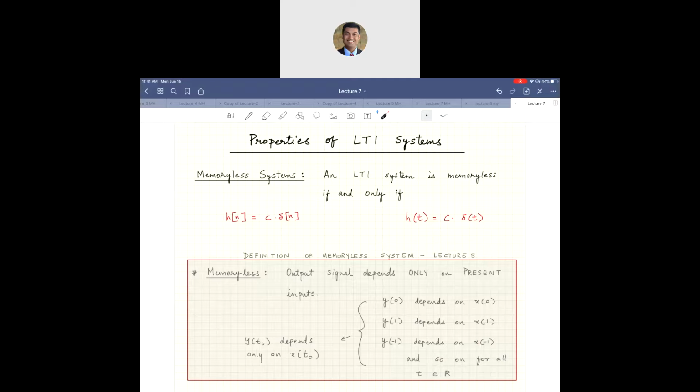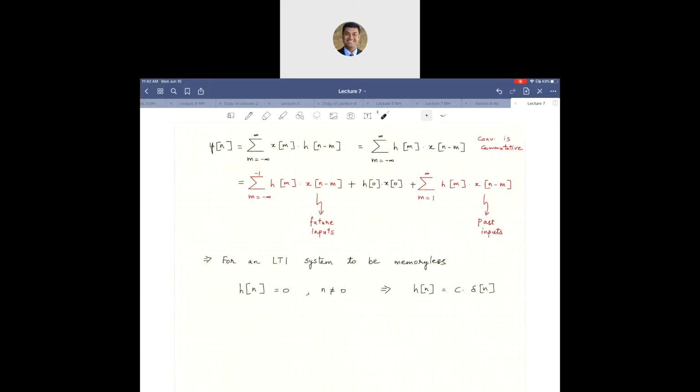So now we have gone away from that definition of memoryless being the relationship between output and input, and we are adjusting the definition of memoryless systems to its impulse response. So you can find out memoryless using the definition in lecture 5 or by looking at its impulse response. Both ways should be the same, and they are the same once we actually prove it. And we can prove this by looking at the definition of the convolution sum.